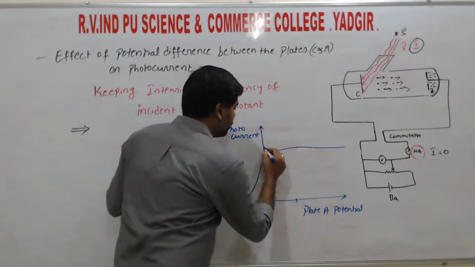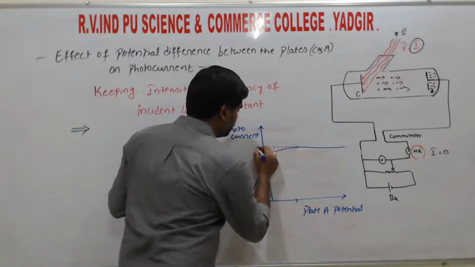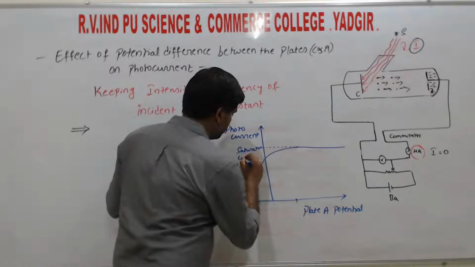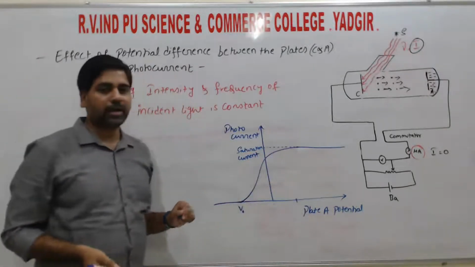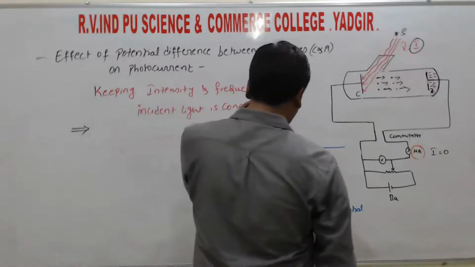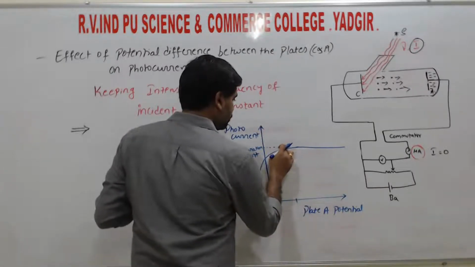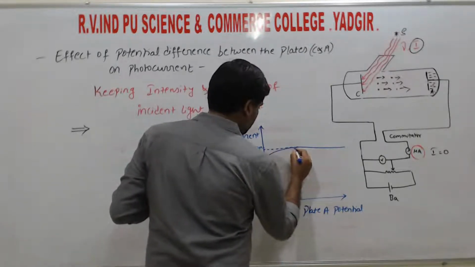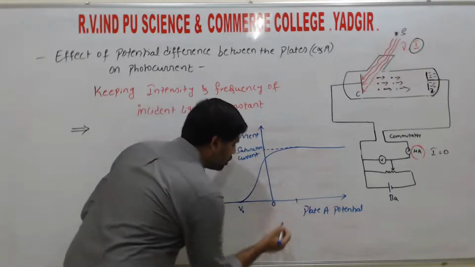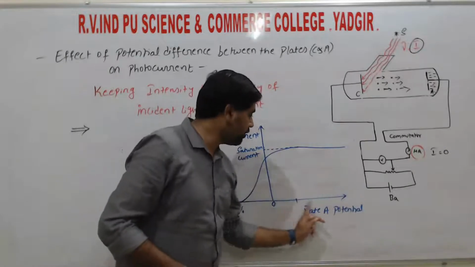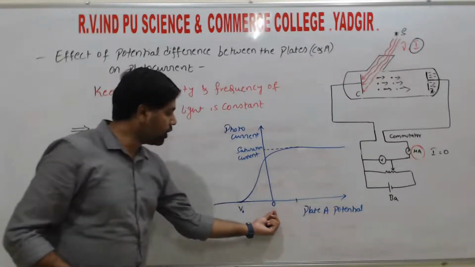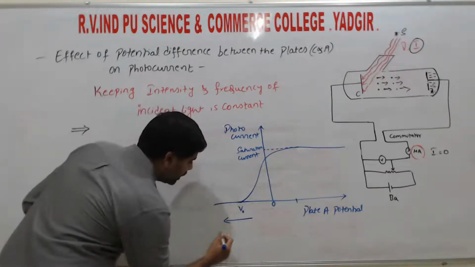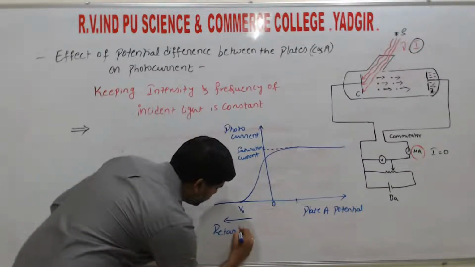If I extend it, this is the saturation current, right? This is the origin O. From here to the right side we are giving the plate A positive potential, and from here to the left side we are giving the negative potential. This we call the negative potential or retarding potential.